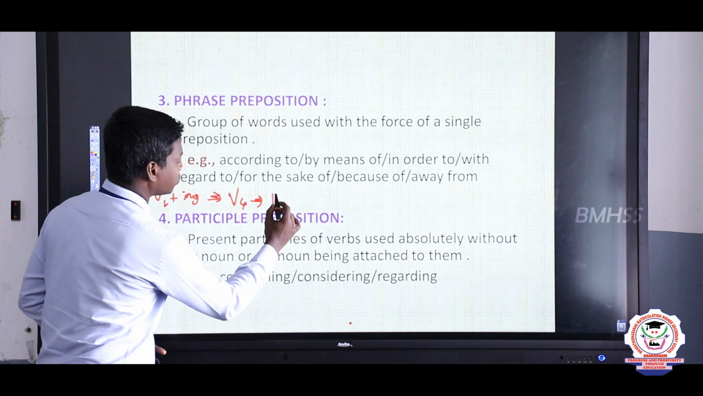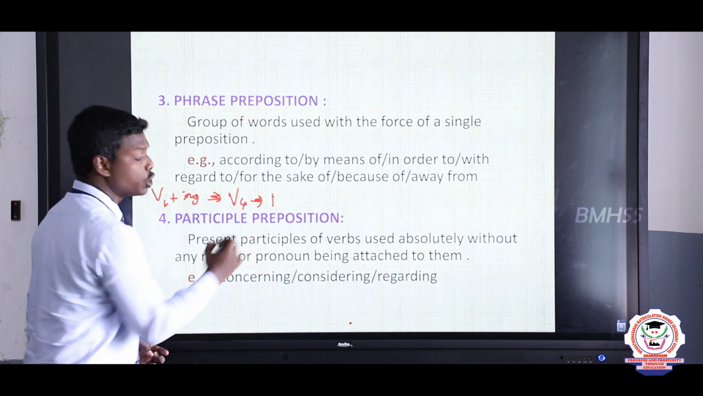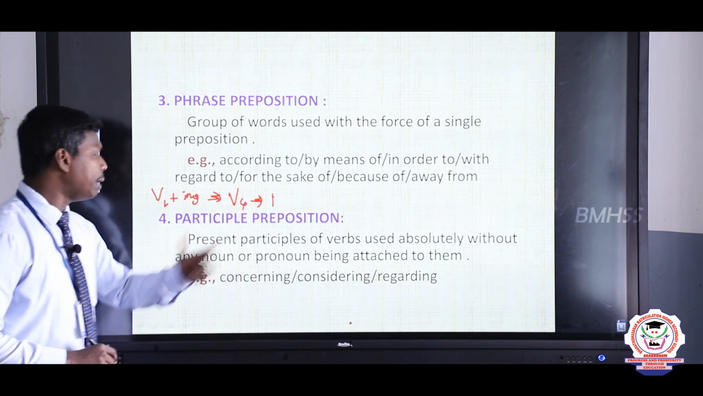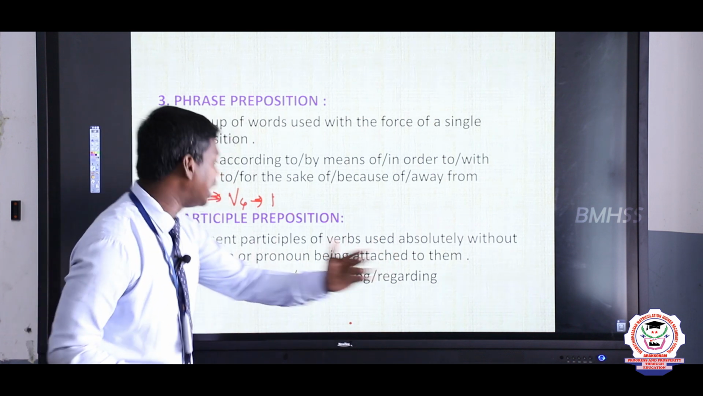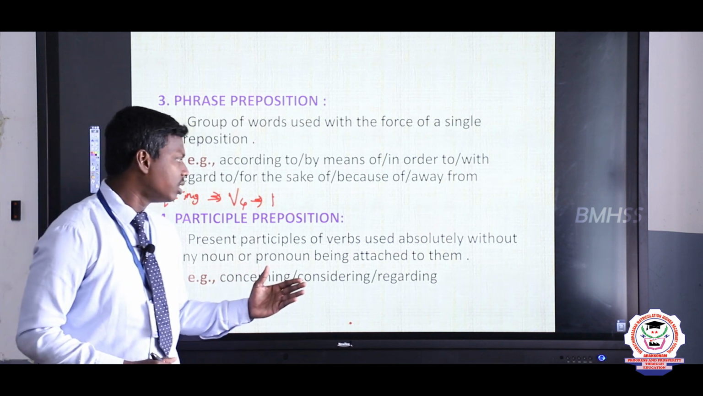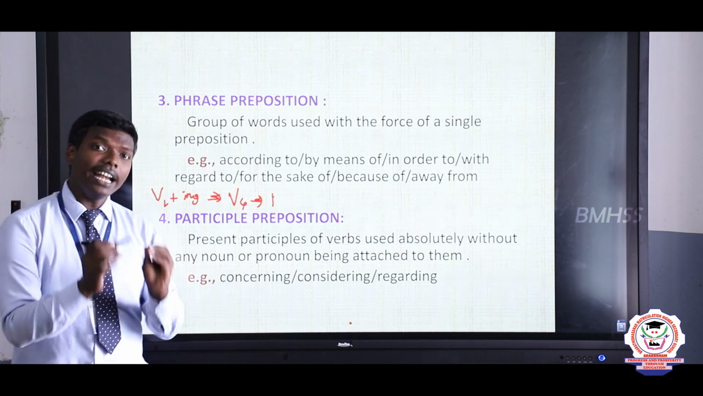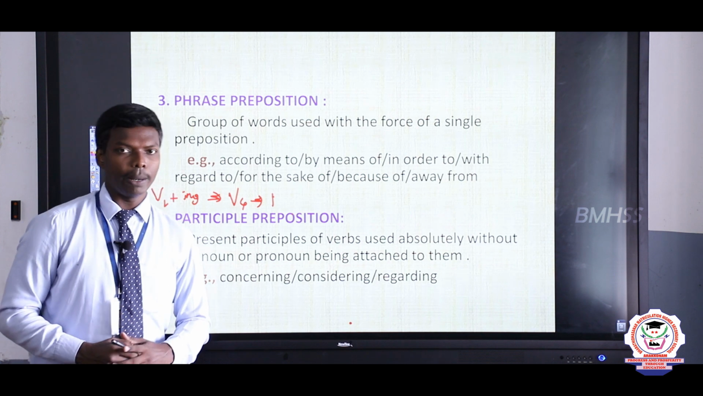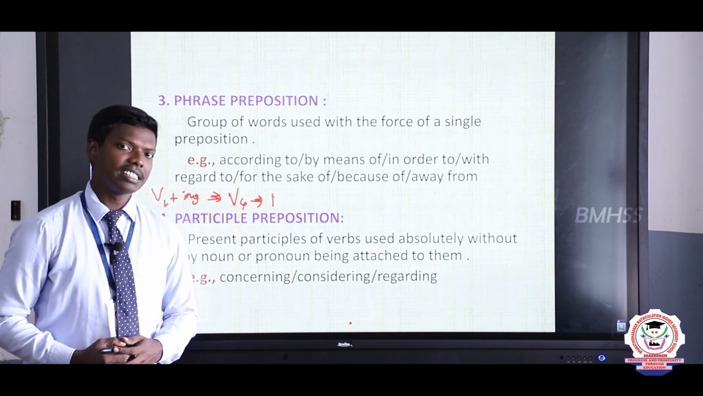Participle preposition, where V1 plus ing, V4, is equivalent to the fourth form of the verb. In the participle preposition we have present participles of words used absolutely, without any noun or pronoun being attached to them. So, students, when you add ing to the verb, it functions as a participle preposition. Most of the time we use this type of preposition in simple sentences.